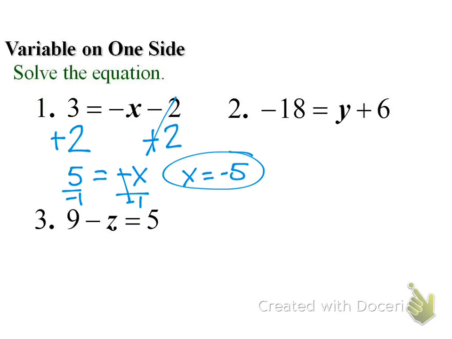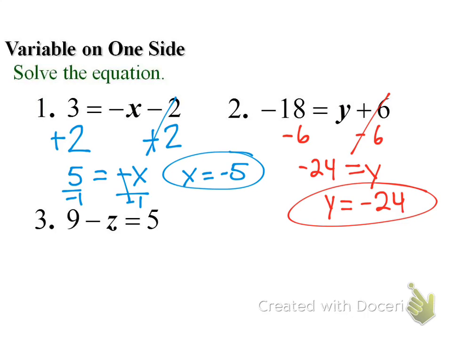How would I start number 2? Good. We're going to subtract 6 from both sides. So I have y equals negative 24. Good. A lot of times we write the variable in the front. Does not really matter to me.